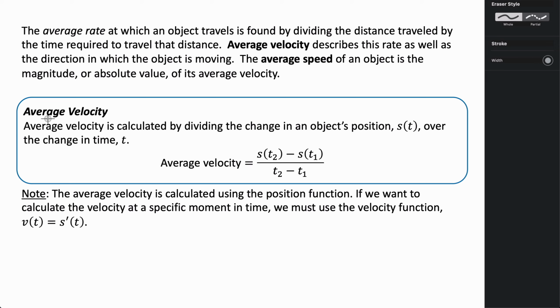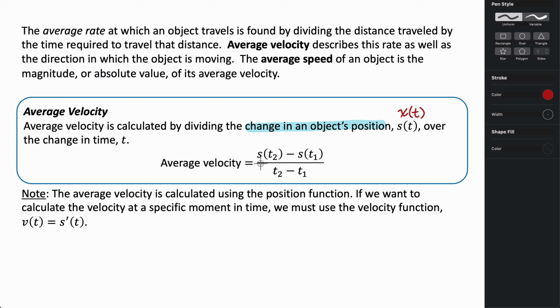The way that we find average velocity is by dividing the change in an object's position. Generally the position function is represented by s of t, and sometimes also represented with x of t. These are two different ways that you will see the position function represented. And we divide that by the change in time.